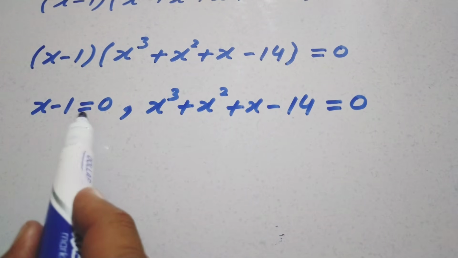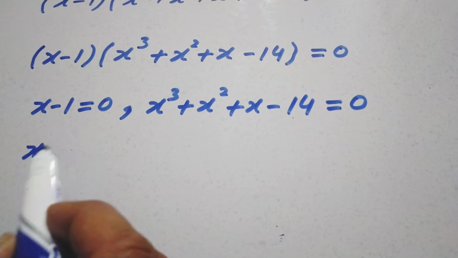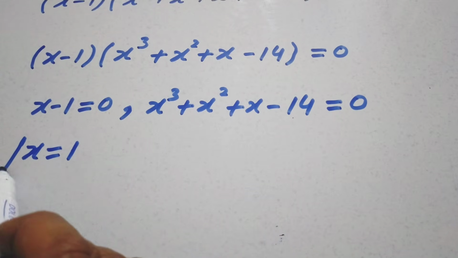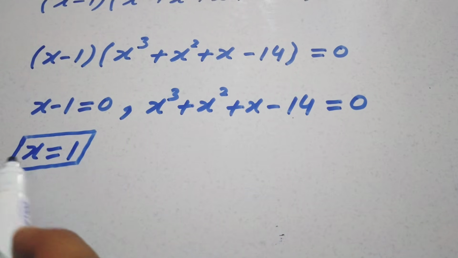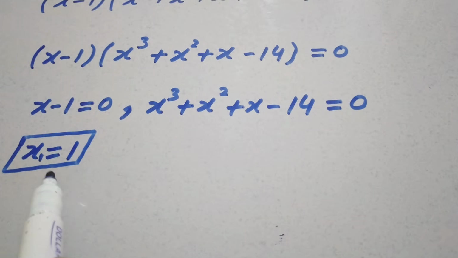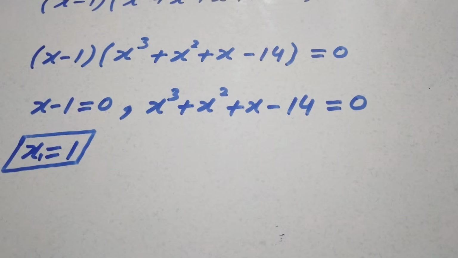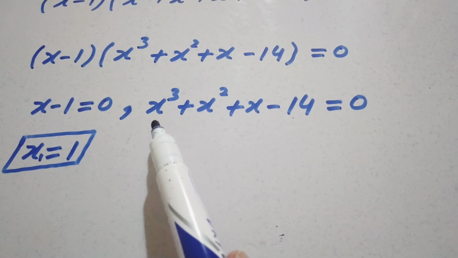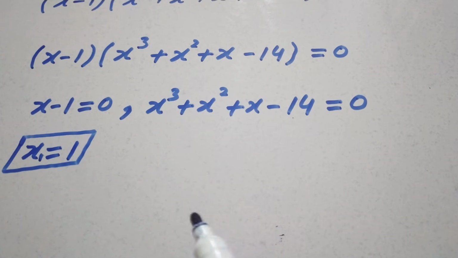From this x minus 1 is equal to 0 we get x is equal to 1, and we are interested to find x, so we can say this is x1. This is the first solution. We have found x1 is equal to 1, and the other solutions we are going to find from this equation.